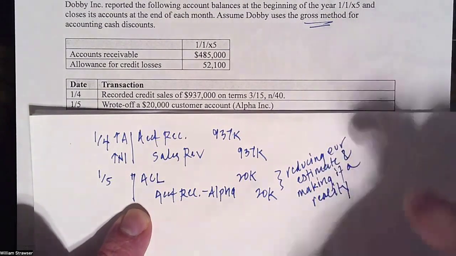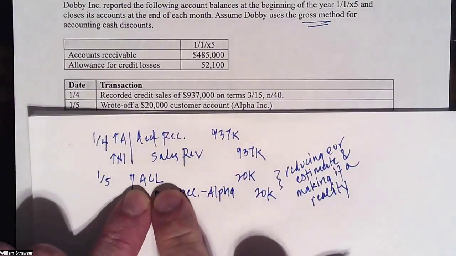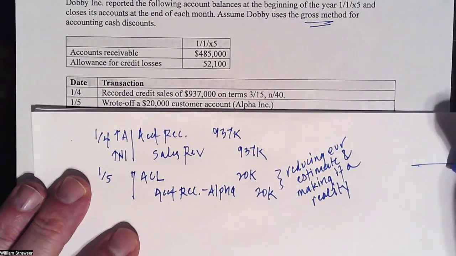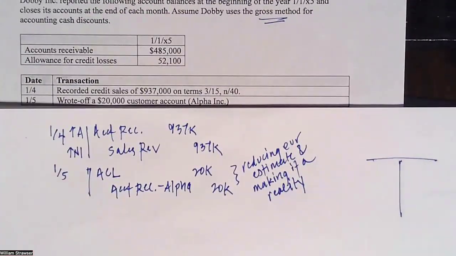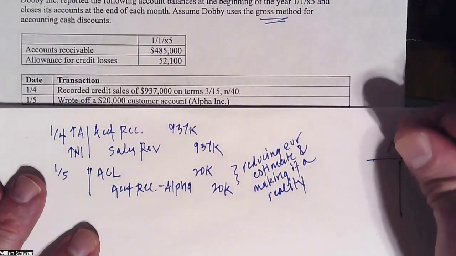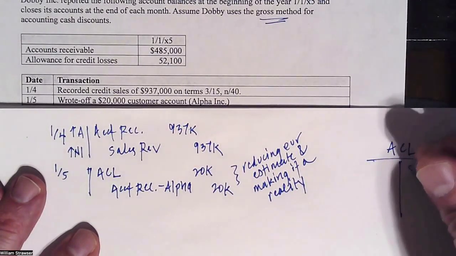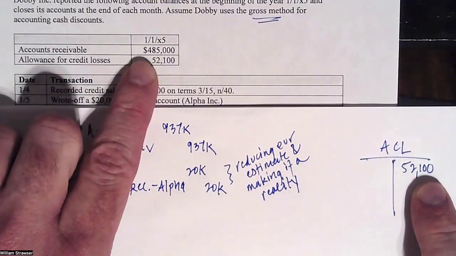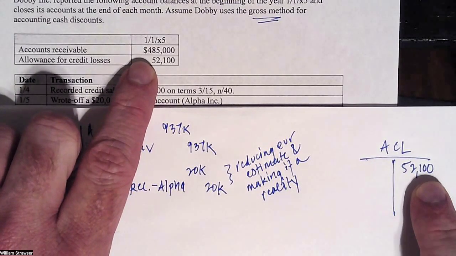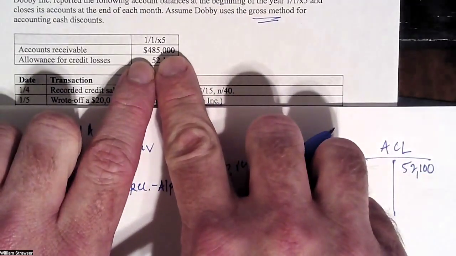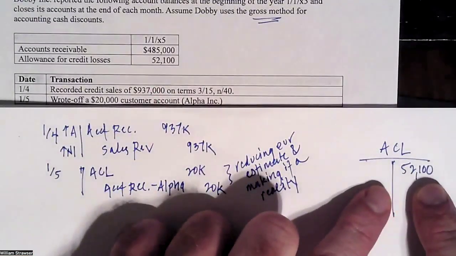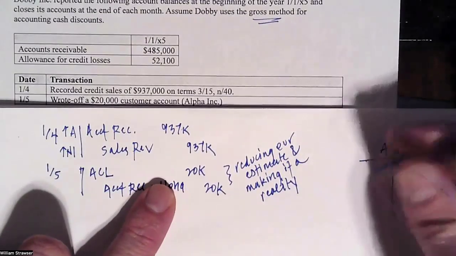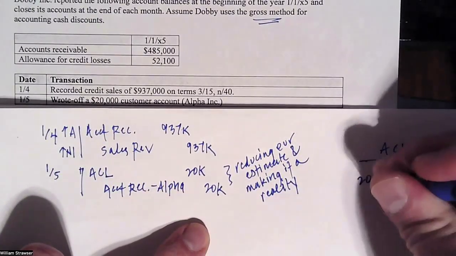So how do we turn an estimate into a reality? Well, remember, allowance for credit loss is just our running estimate of what we think we are going to have in dollar value of customers who cannot pay. So if this is the ACL account, it started at 52,100 and it was matched off against $485,000 of receivables. Remember, that just means of these 485,000, we believe 52,100 will default. Well, we found a $20,000 default.